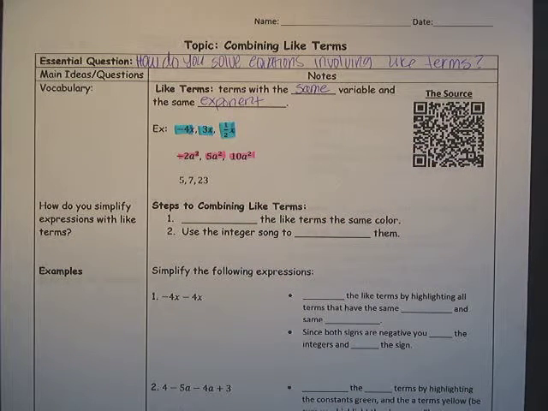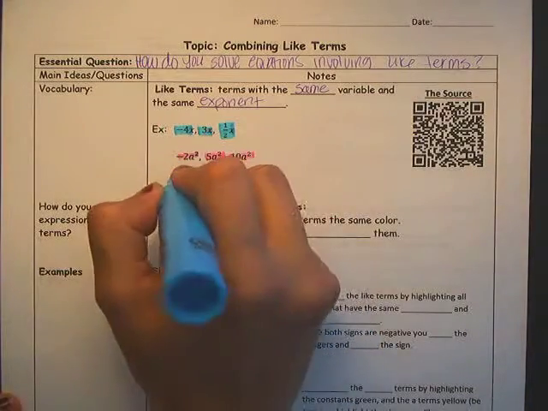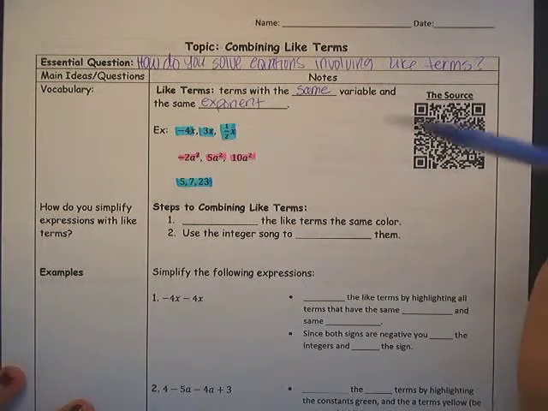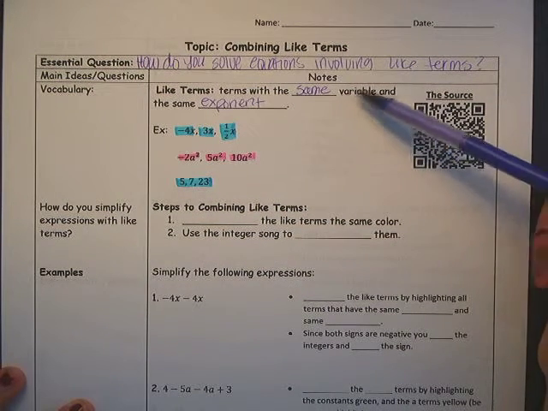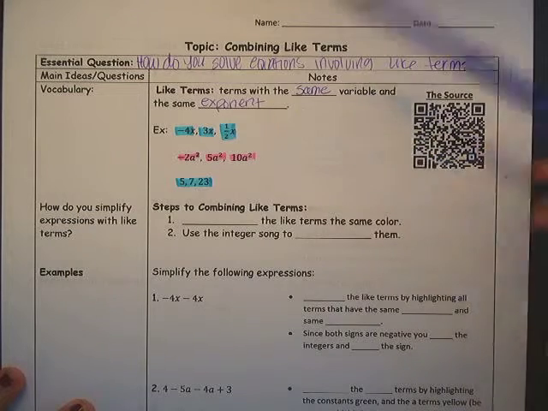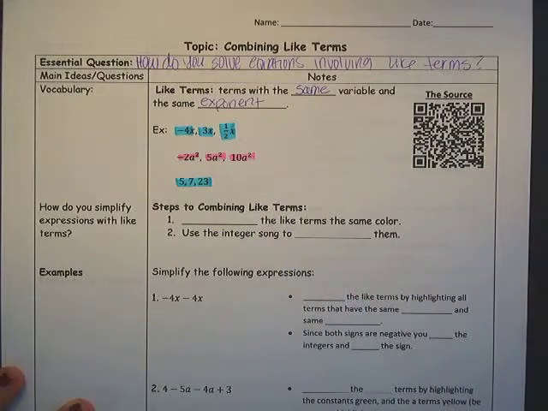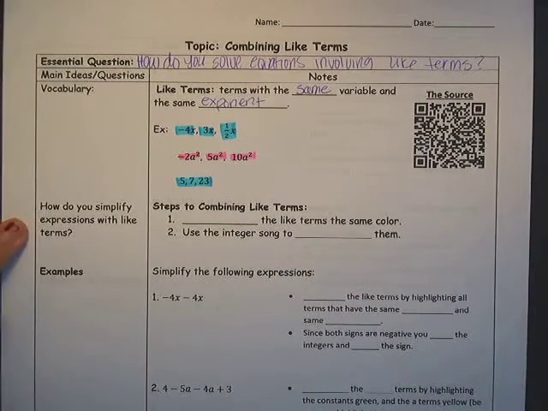And another thing that confuses kids is that these ones here are also like terms: 5, 7, and 23. It's confusing because it says like terms are terms with the same variable and the same exponent, but these are alike because they have no variable. Okay? Alright, so how do you simplify expressions with like terms?